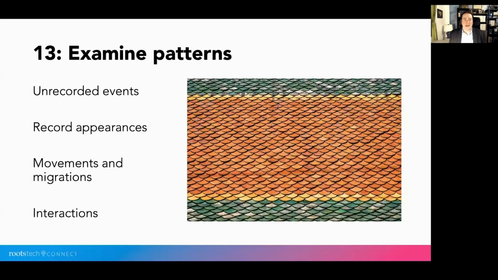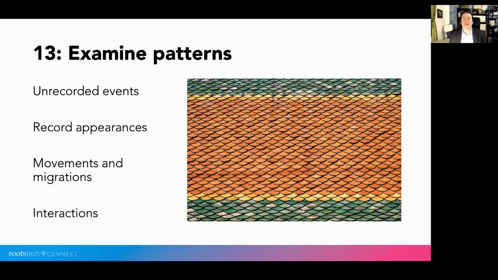Strategy 13 is to examine patterns. Genealogists should spend more time examining patterns when they're trying to look for vital information, particularly looking for birth, marriage, and deaths. Now, what do I mean by looking at patterns?